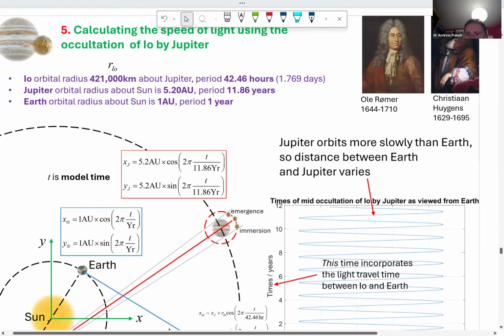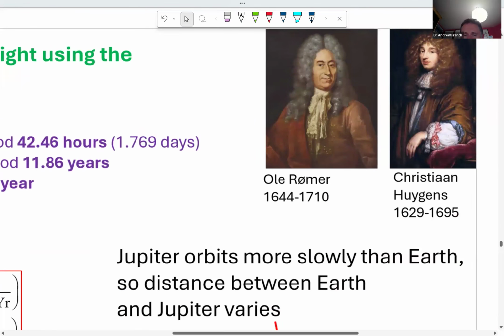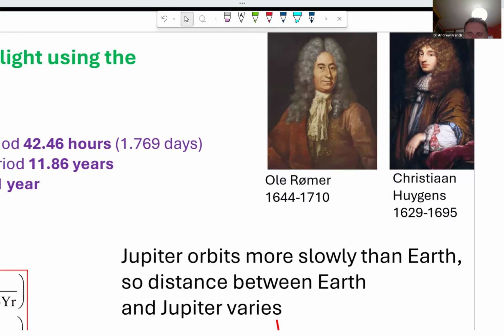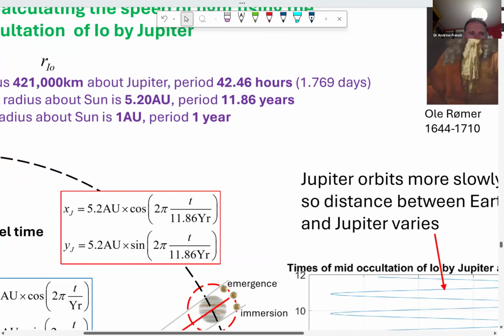This is Ole Romer, 1644 to 1710, and obviously at that time he has an amazing wig. Or maybe it's his own hair, but it looks like a wig to me. And that's Christian Huygens, 1629 to 1695, who looks a bit like a young rock star compared to Ole Romer. So they're kind of contemporaries. I think a lot of the analysis was done by Huygens, but the measurements were done by Ole Romer. So what do they know?